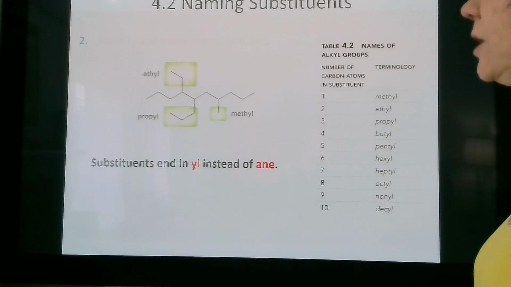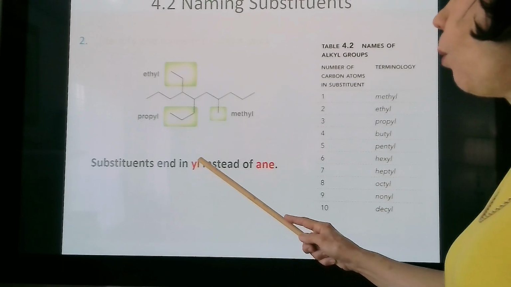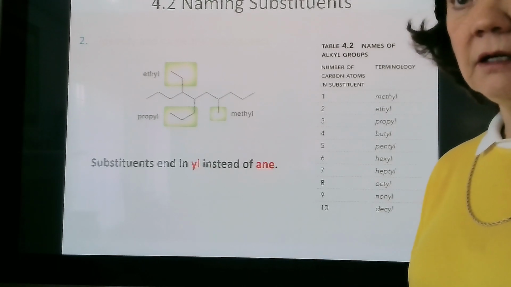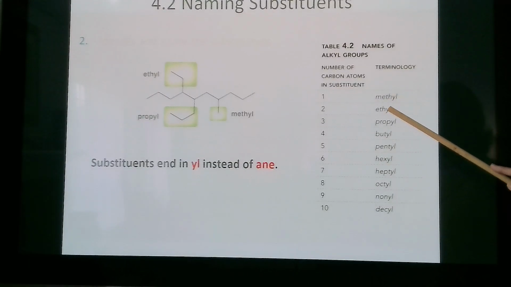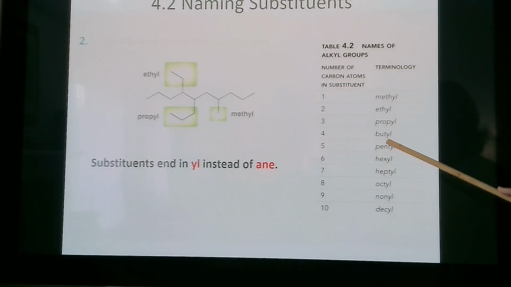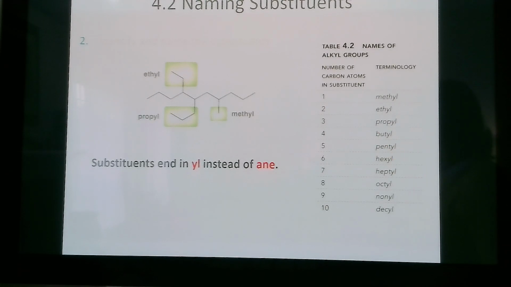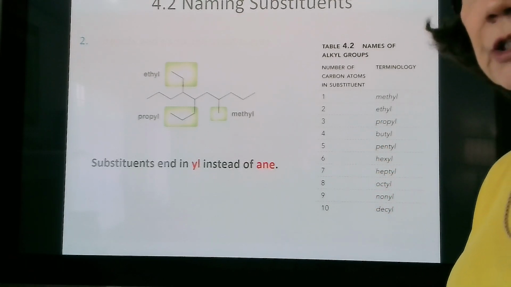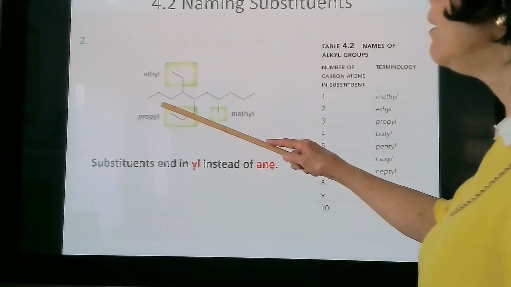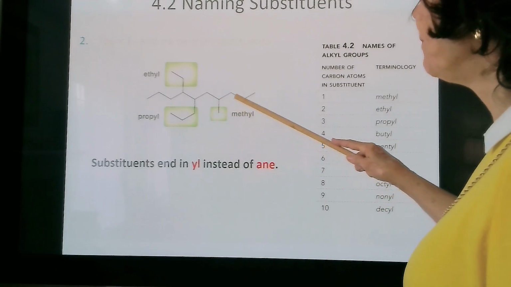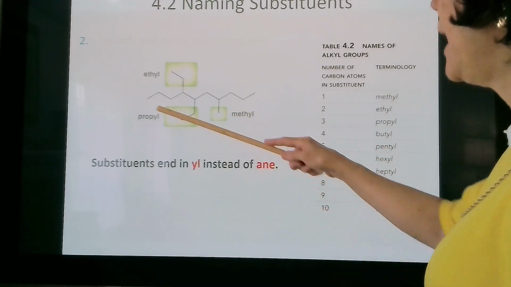Naming the substituents, notice the same stem: meth, eth, prop, but. Now, to name a substituent, you simply put YL at the end of that stem. So now it is methyl, ethyl, propyl, butyl, pentyl, hexyl. You're going to have to learn the names of your stems. These correspond to that number of carbon atoms in the substituent. We're talking about the substituent, not the chain, not the backbone or the parent.